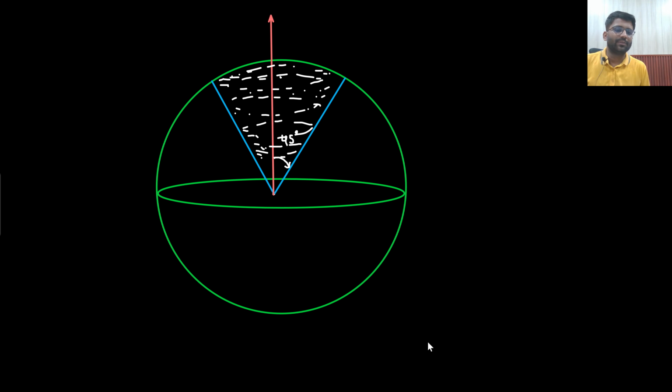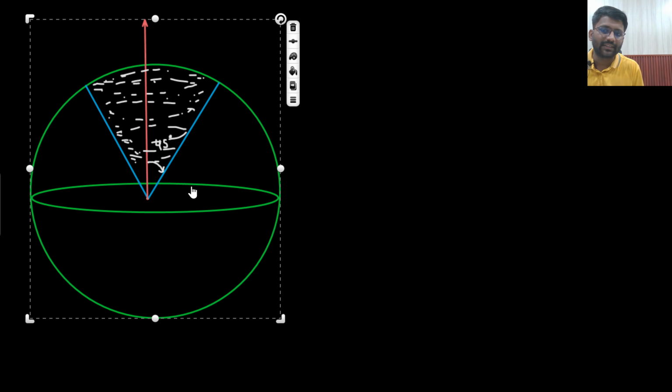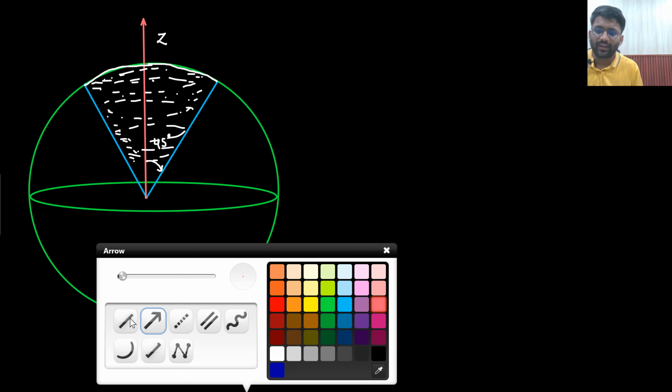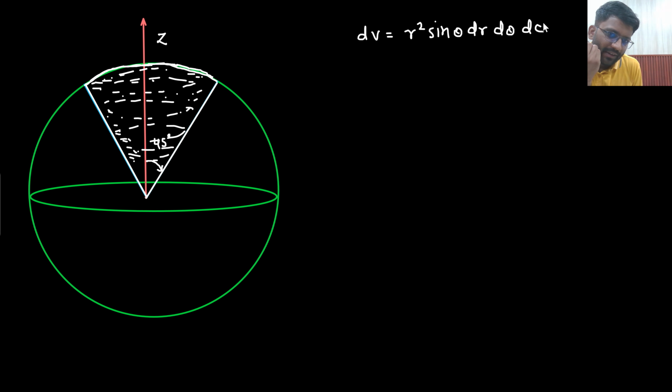Can anyone let me know what this volume is? This is the part of a sphere only, no? Do you agree to this point? This is some part of the sphere. This much volume we are supposed to find out. So what will be this volume? Sir, the volume element in a sphere is given by r square sin theta dr d theta d phi.